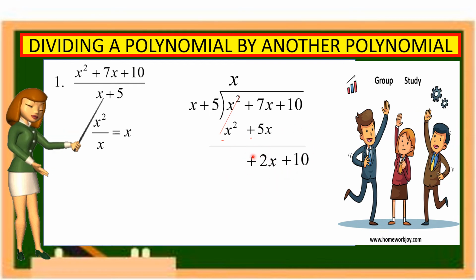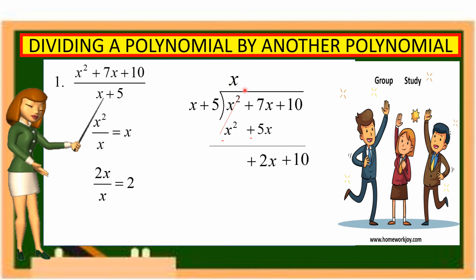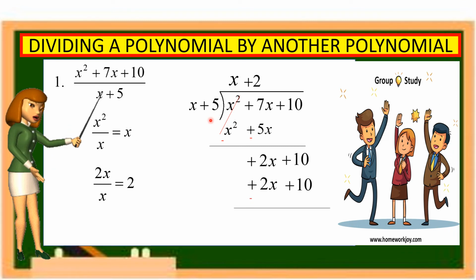Divide the first term of the dividend by the first term of the divisor. That is 2x divided by x. The answer is 2. We'll write the answer here. 2 times x is 2x. And 2 times 5 is 10. Then we will subtract. We change the sign of the subtrahend. Positive will become negative. Then 2x minus 2x is 0. 10 minus 10 is 0.